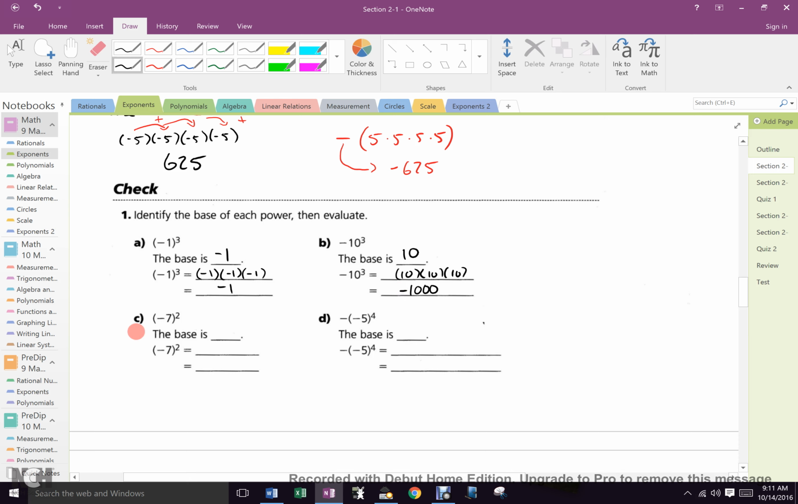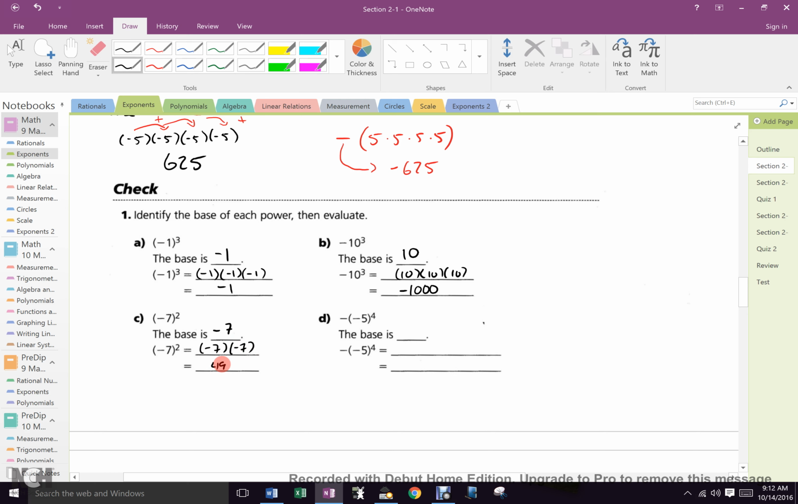So now look at C. Look at C. What's the base? Negative 7. So how do we write that? Negative 7 times negative 7, which is positive 49, because 2 negatives make a positive, yes?